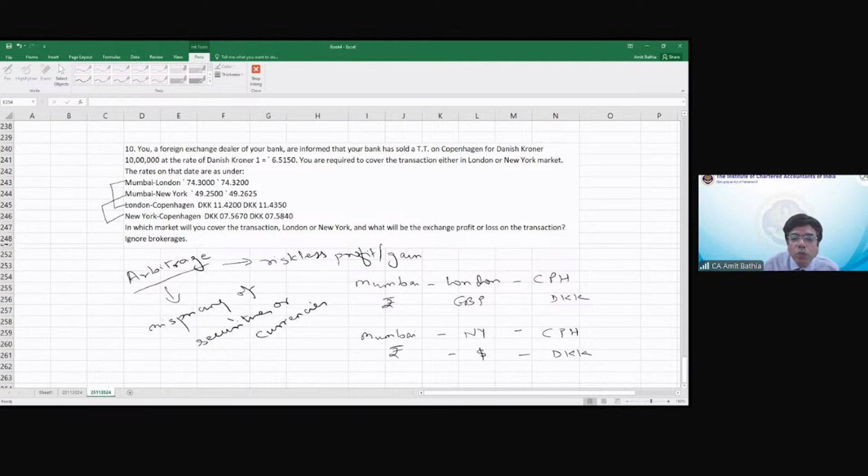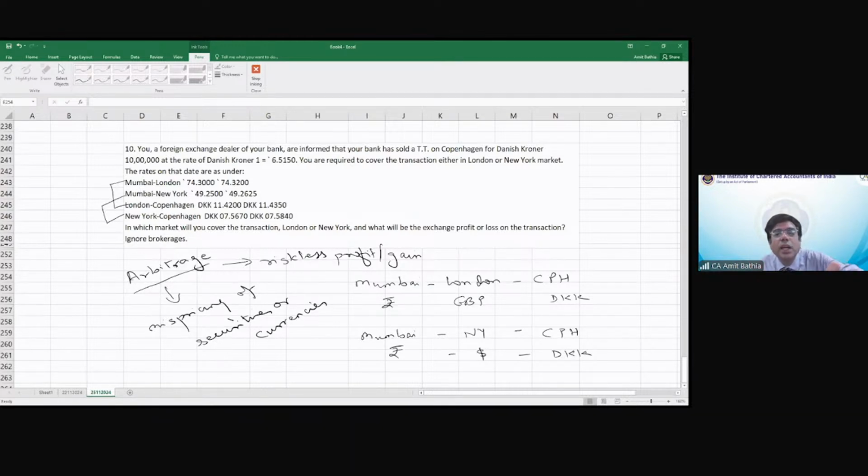Yes, sir. So what we are going to do is, we have to do the same process which we did for question number 9. We have to do the same thing over here for going from Mumbai to London to CPH, Mumbai to New York to CPH, and then we will try to identify which one is generating a better option for us. Because what do you need?